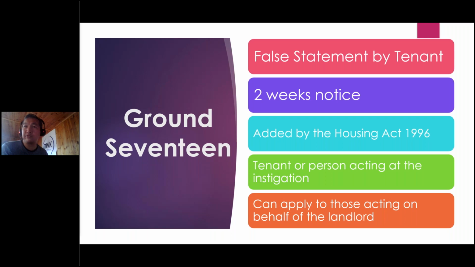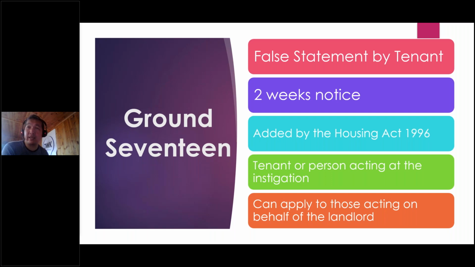Again, this is what we refer to as false statement. The tenants lied to you as part of their application, or they got someone to lie on their behalf. So they got their previous landlord to lie, or a personal referee to lie, whatever it's going to be. So you can use it even if it's someone else who's lied to you, so long as you can prove that they were acting because of the tenant's or the applicant's instructions. So again, false statement is quite a powerful ground.